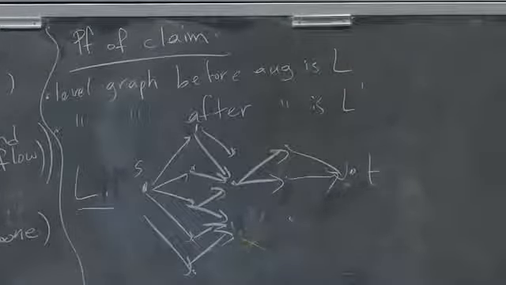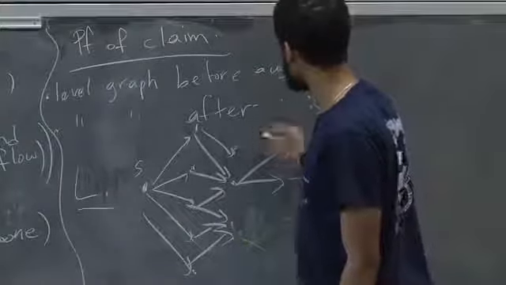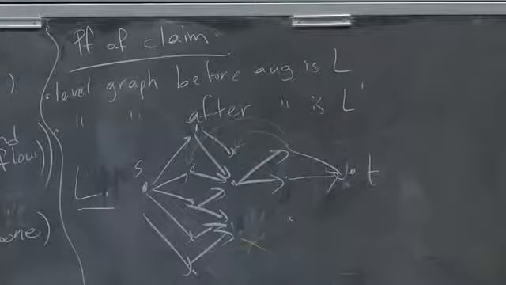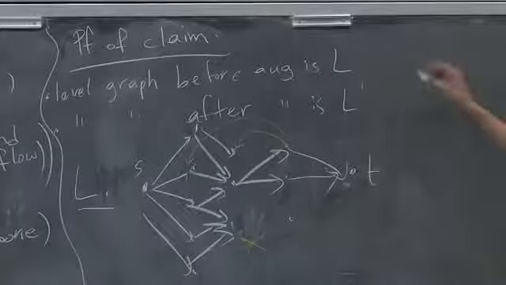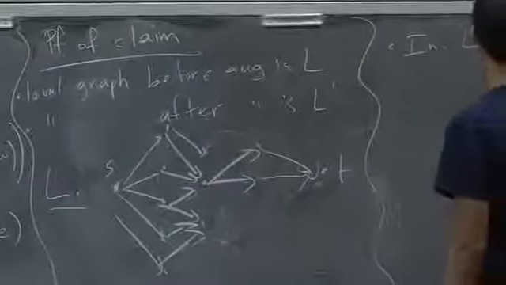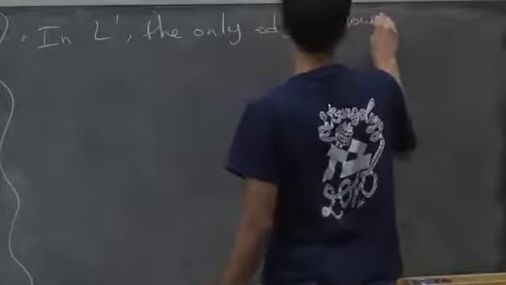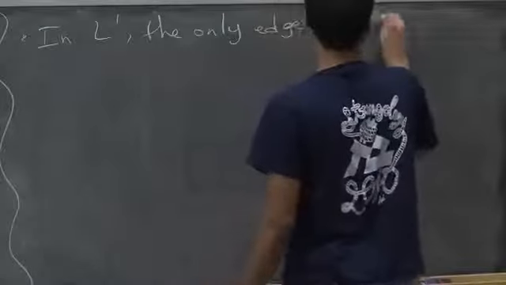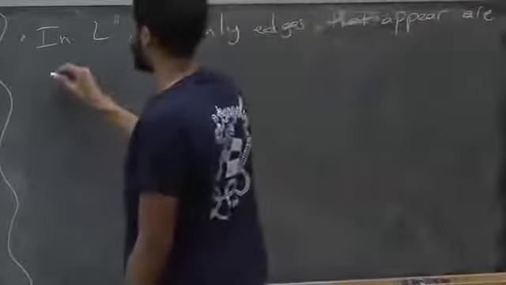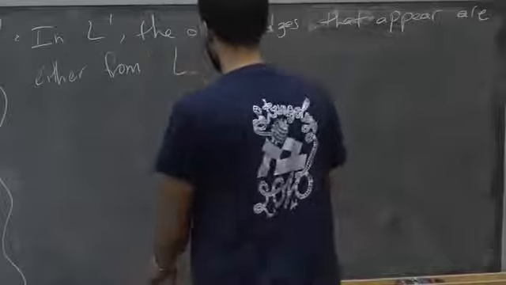What I can have is I can have edges going backward and possibly jumping levels too. I could have an edge that goes all the way back here, for example. That's possible. So if you think about what kinds of edges are possible in L prime, the only edges allowed, the only edges that appear are either from L. Okay, so certain edges from L might appear.